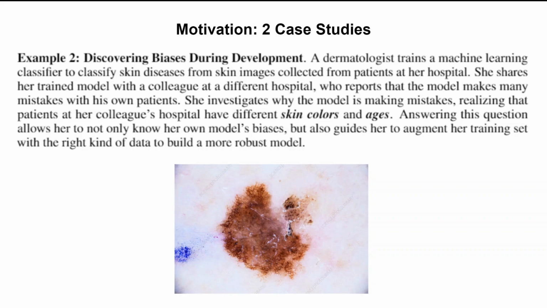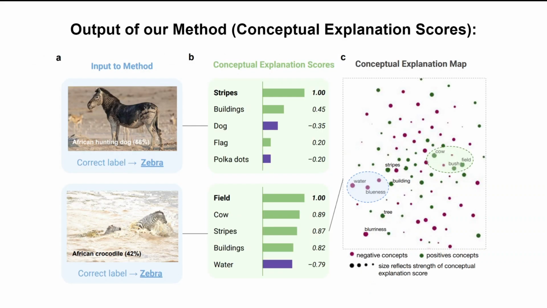And so understanding why a model's performance degrades during development or deployment can help you build more robust models, or get a model that's pre-trained to work on your data. And so the goal of our method is to be able to automatically explain why a model is making mistakes. The output of our method looks something like this.